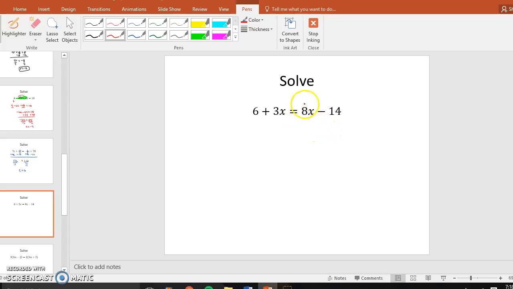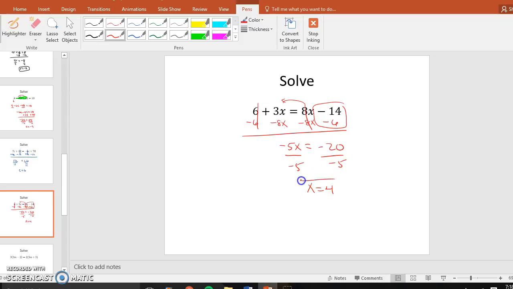Okay, so the first thing I want to do is bring the variables to the left. So I'm going to subtract 8x, line it up under its like term. How do I get rid of this 6? Since it's positive, I'm going to subtract it. Eliminates. 3x minus 8x is negative 5x equals negative 14. Remember, it's negative 14 minus 6, which is negative 20. Divide by negative 5, and x is equal to 4. Okay.